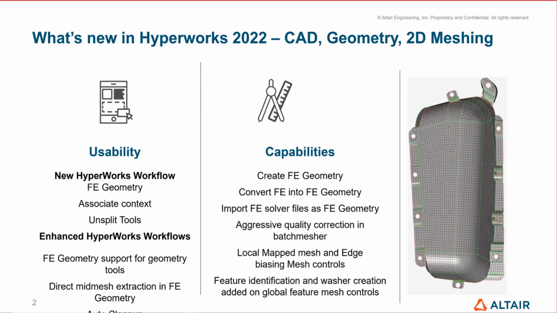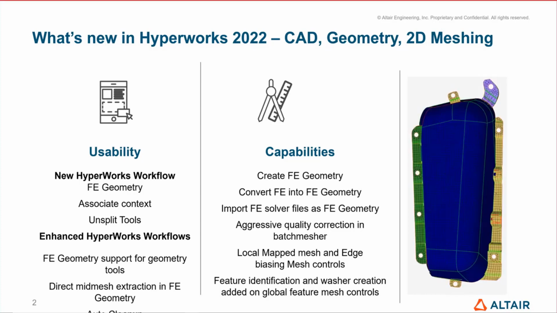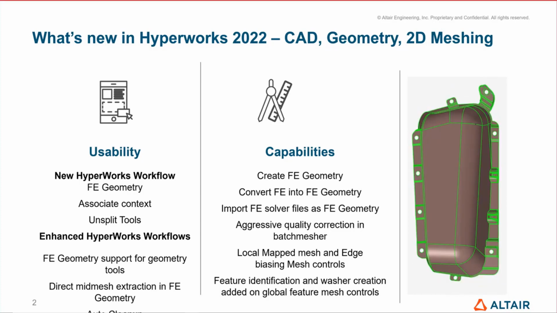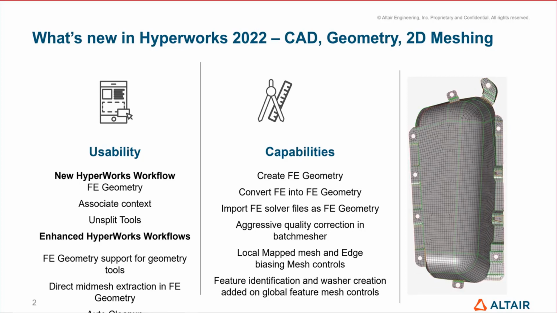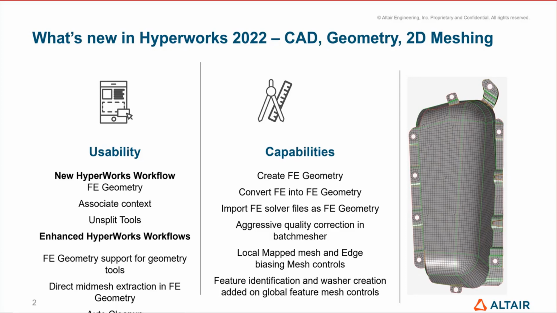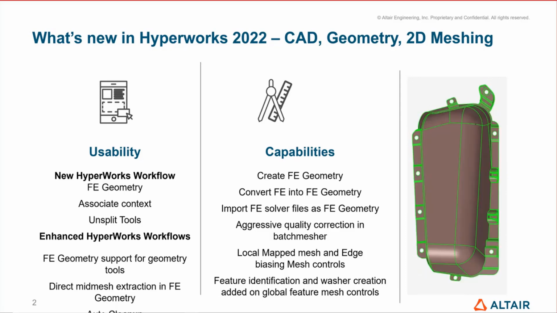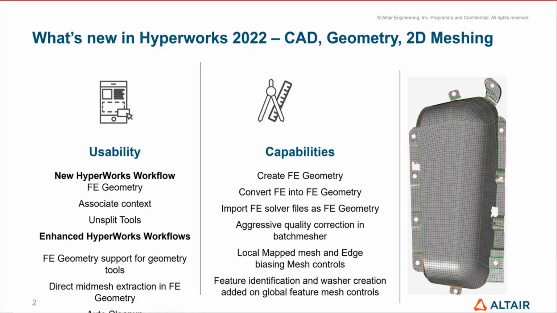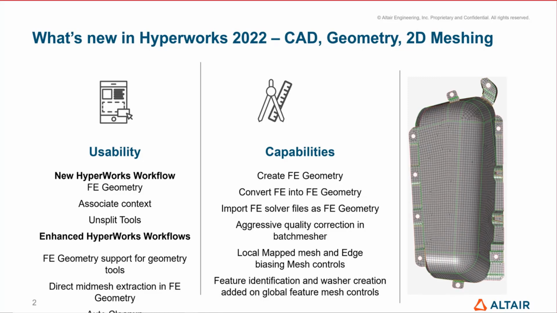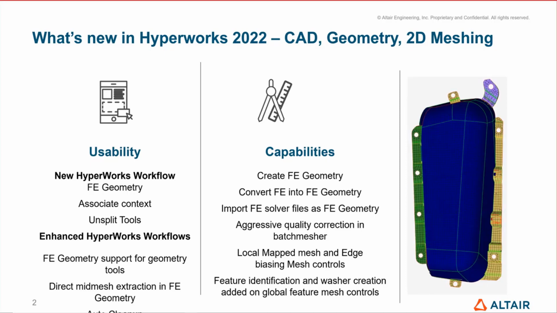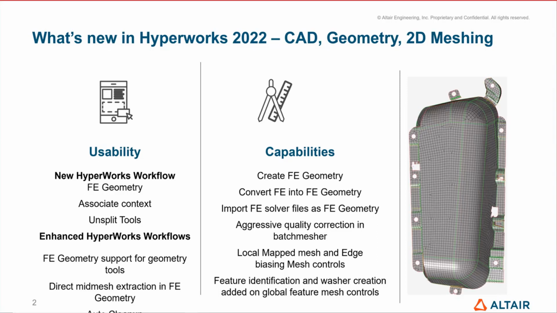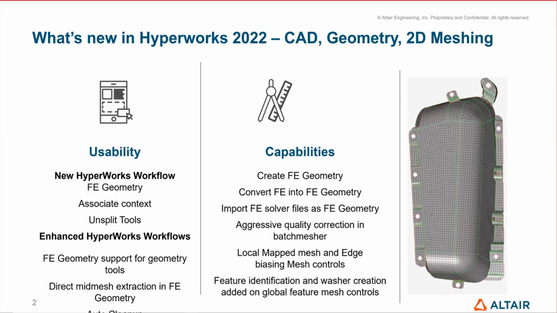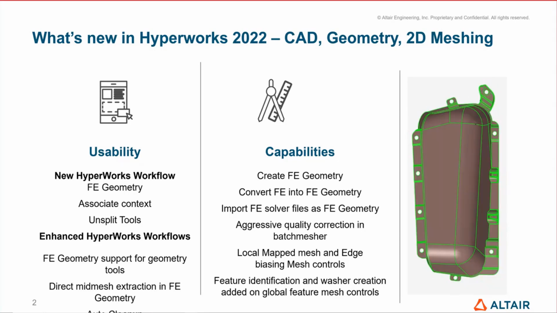The workflows enhanced are all of the geometry tools in HyperWorks, which basically support FE geometry. So if you have any mesh as FE geometry, most of the tools, except for a few exceptions which are listed in the help, are all supported for FE geometry. And direct mid mesh: the mid mesh output is always in FE geometry. So we no longer support creation of mid mesh with 1D lines as topological lines. So everything is FE geometry.